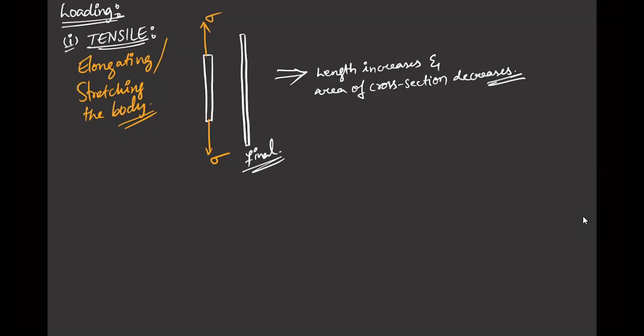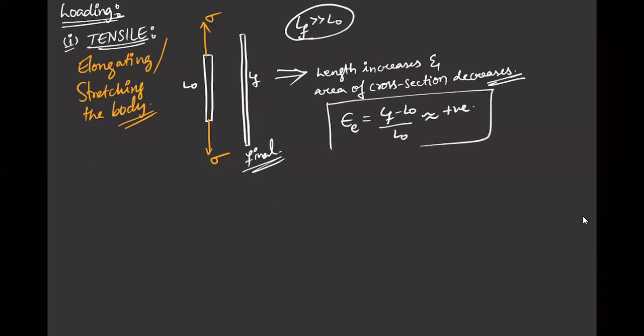Now you must observe what will be the strain, the engineering strain. Let's assume that this is L naught and this is LF. So LF minus L naught by L naught. Here LF is greater than L naught, so this strain is positive. So the tensile strain is positive. This is about the tensile test where the area of cross section decreases and the length increases. We'll come back to this in the tension test.